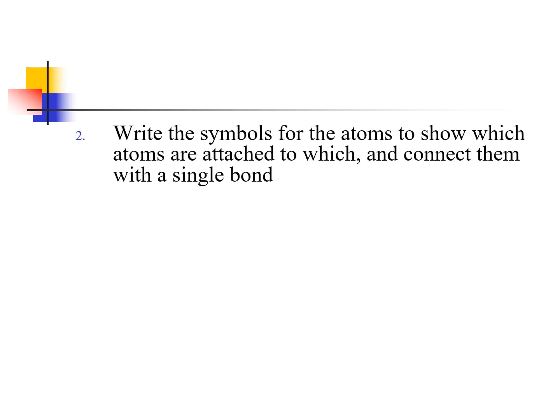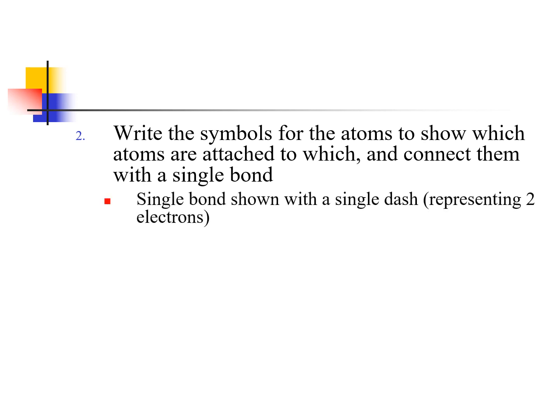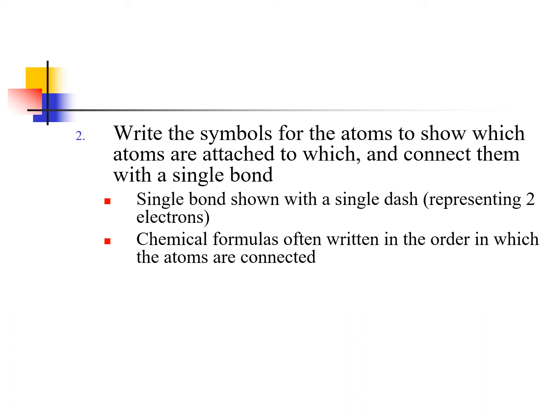Next, we write the symbols for the atoms to show which atoms are attached to which, and connect them with a single bond. So we draw out the very base structure, I call it the skeleton, and we connect everything with single bonds. And again, we're going to show a single bond with a single dash, and that means 2 electrons. Chemical formulas are often written in the order in which the atoms are connected. And practice will help with that, especially once you start figuring out the rules for this, which we'll talk about later in the chapter.